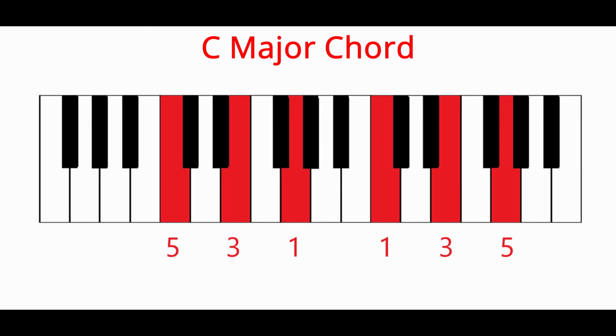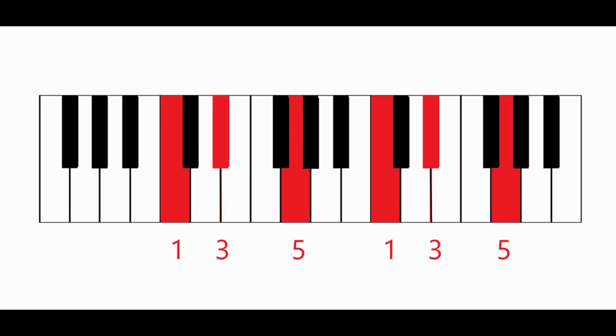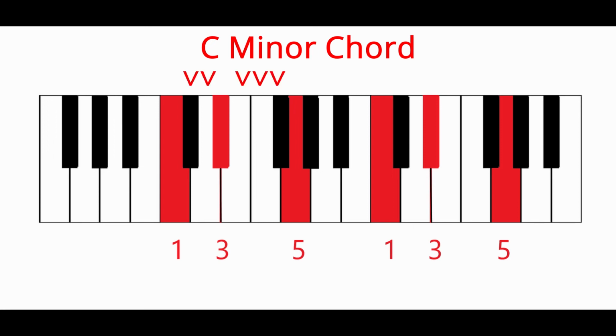The rule for major chords is that there are 3 notes between the bottom and middle notes, and 2 notes between the middle and high notes. Now, move your third finger down 1 note. This is a C minor chord. The rule for minor chords is that there are 2 notes between the bottom and middle notes, and 3 notes between the middle and high notes.